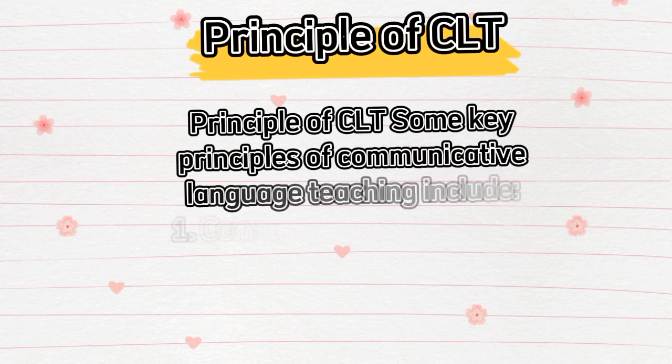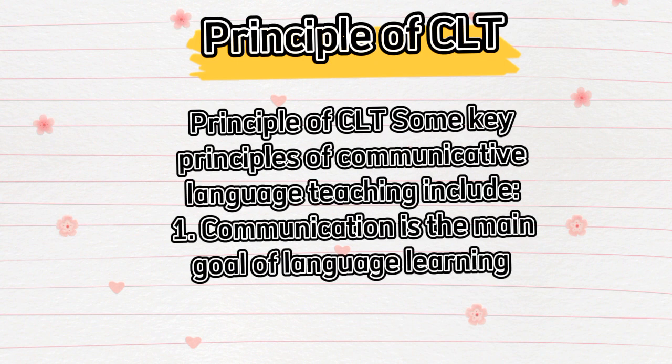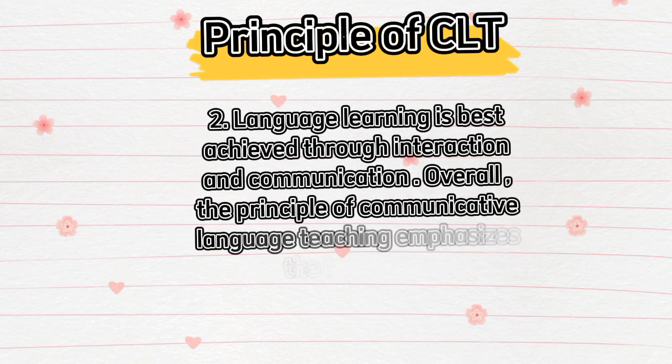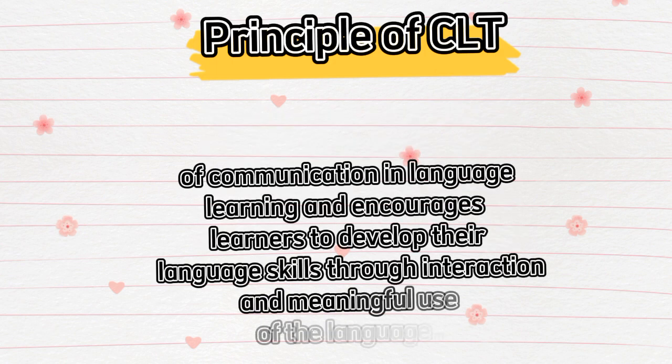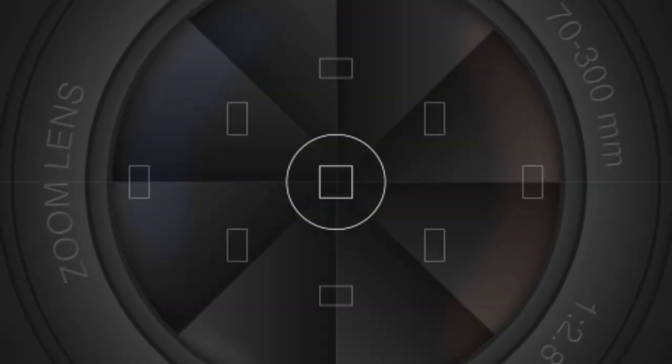Some key principles of communicative language teaching include: the first, communication is the main goal of language learning, and the second, language learning is best achieved through interaction and communication. Overall, the principle of communicative language teaching emphasizes the importance of communication in language learning and encourages learners to develop their language skills through interaction and meaningful use of the language.